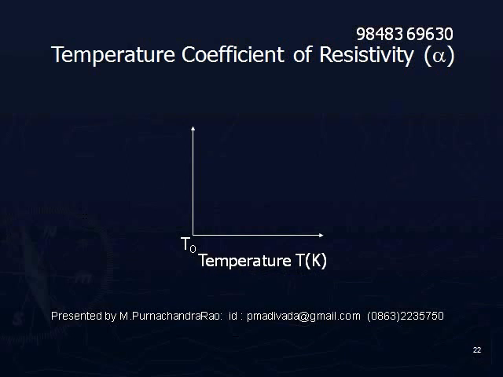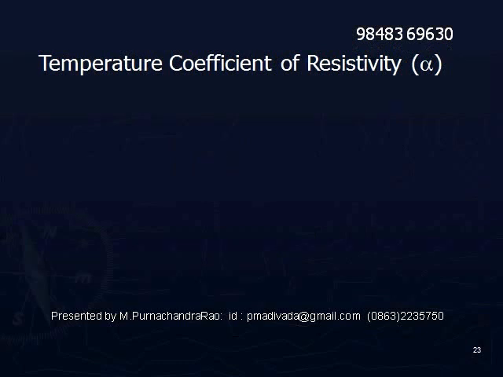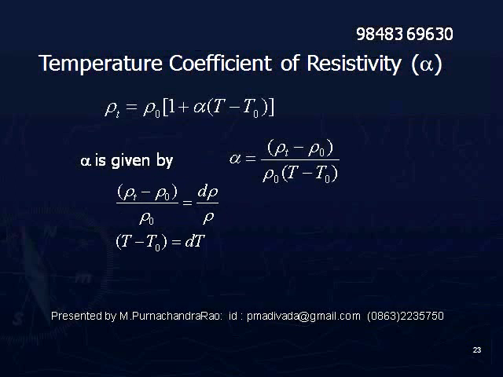A graph is drawn between resistivity and temperature. For a small range of temperature, you notice that it is a straight line. That is, the increase is constant. We have derived the relation for resistivity with temperature. From the above relation, we get alpha is equal to rho t minus rho 0 by rho 0 into T minus T0. Let us represent rho t minus rho 0 by rho 0 as d rho by rho, change in resistivity by resistivity, and T minus T0 as dt, change in temperature.